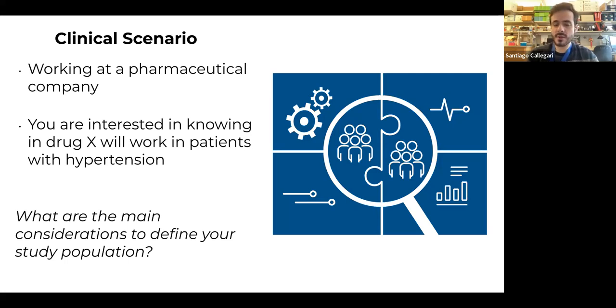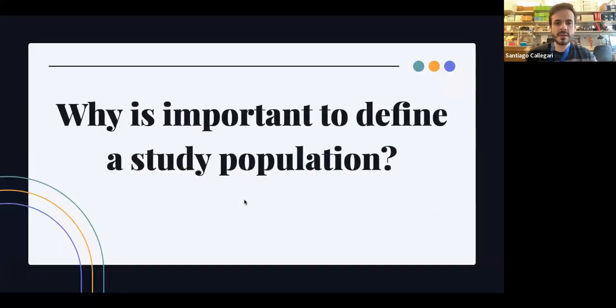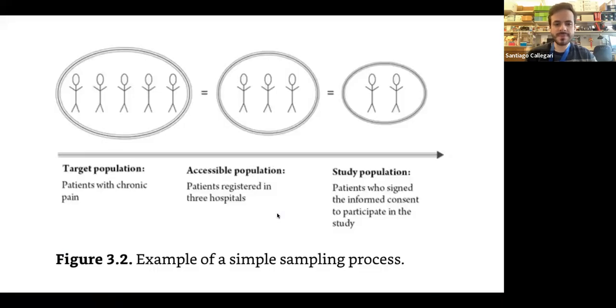Are you going to test your drug in everyone? Or are you going to test your drug in a handful of patients? And if it is this way, which patients are you going to choose? So as you can see, it's not an easy task to define what study population you are going to test in your specific scenario. So why is it important to define a study population?